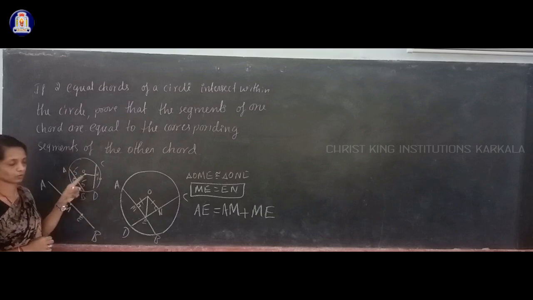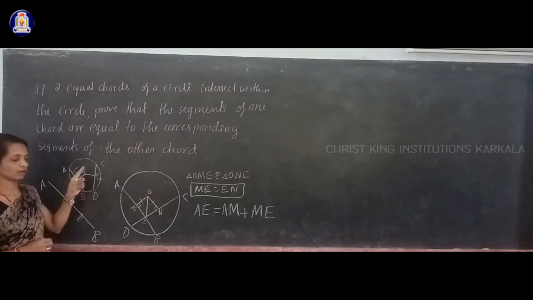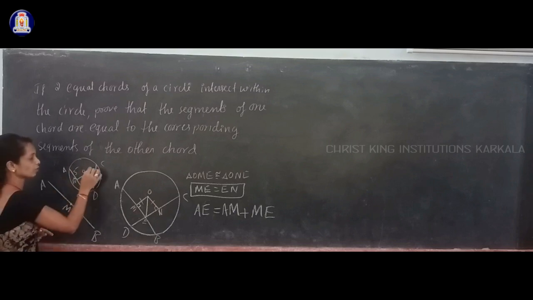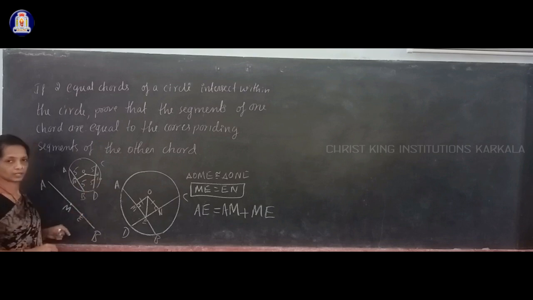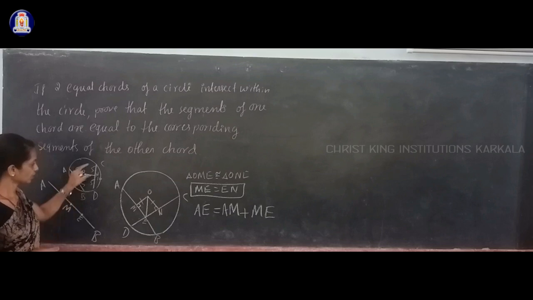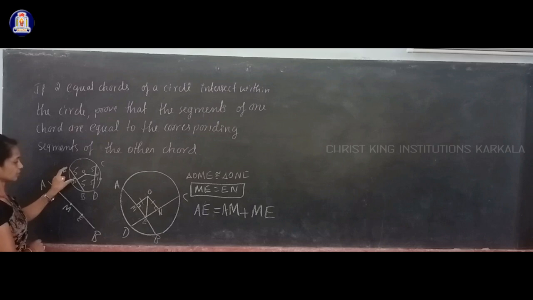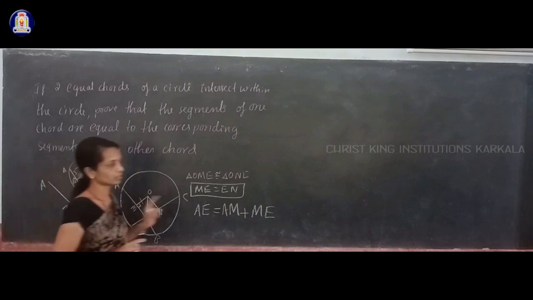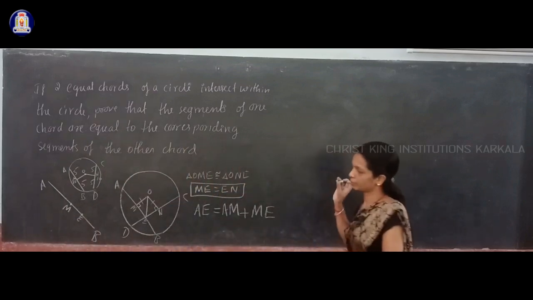The same applies here also. ON is a perpendicular drawn from the center to the chord CD. So that will bisect, meaning it divides chord CD into two equal parts. So CN is equal to ND. Keep in mind that AM is equal to MB and CN is equal to ND. And now since AB and CD are equal, we can say all these parts AM, MB, CN, ND are all equal.